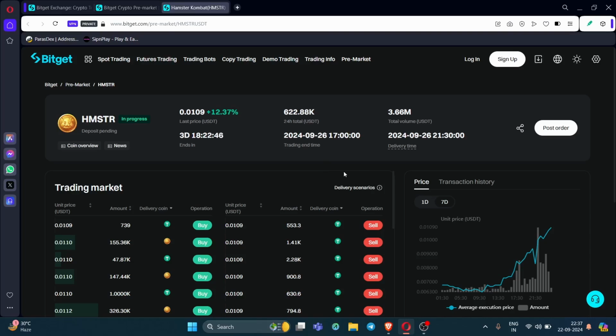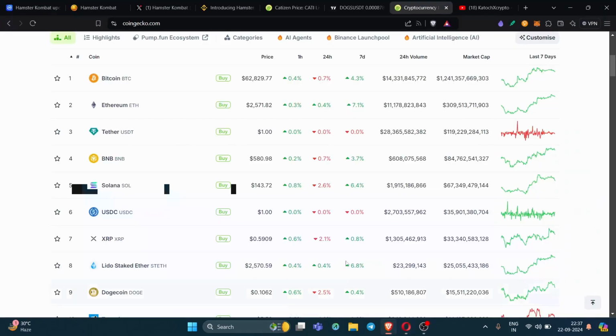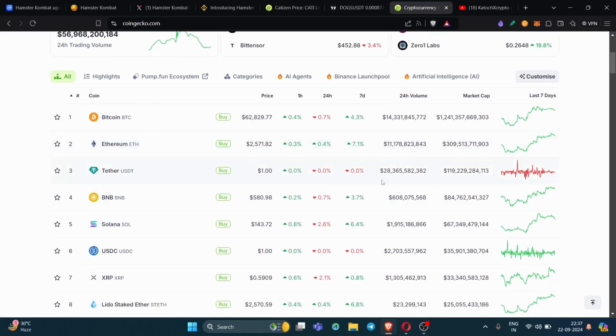I don't think it will ever reach $1, because with a supply of 100 billion tokens, its market cap would reach the market cap of Tether, which stands at $119 billion. And of course, Hamster Kombat cannot match this level of volume at the moment. So can it reach $10 billion? Will that be possible in terms of market cap?